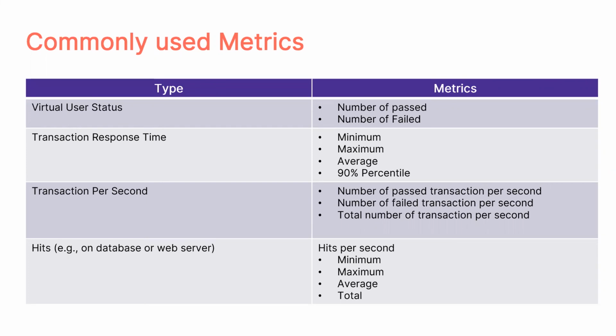Next will be the hits per second. So hits per second metrics help us to calculate the number of hits that the server can handle in a second or in a given time. They also help us to understand the server scalability, or how much stress our server can handle.